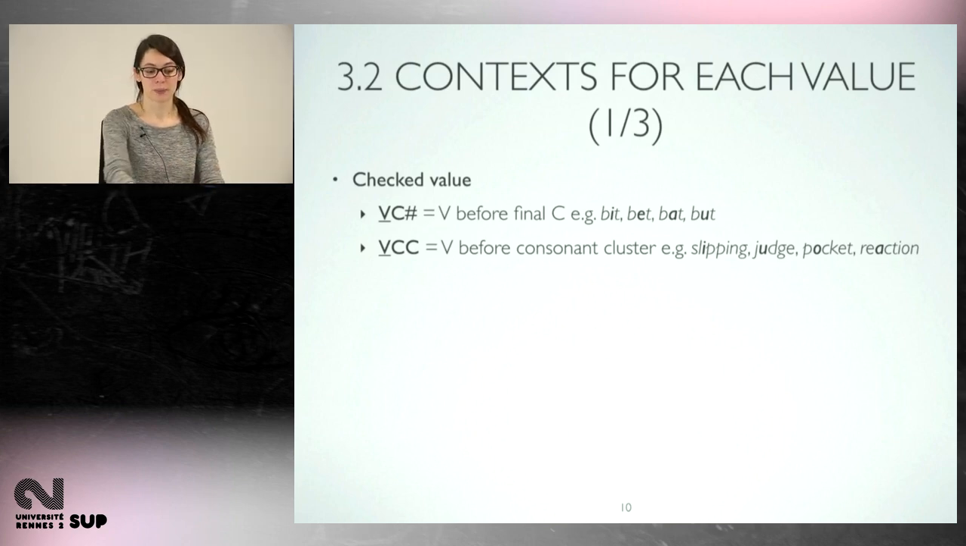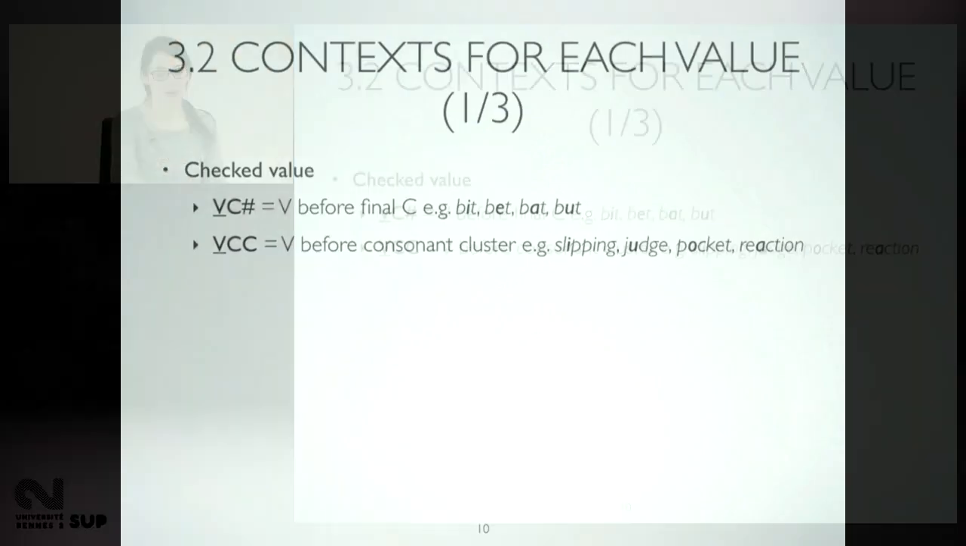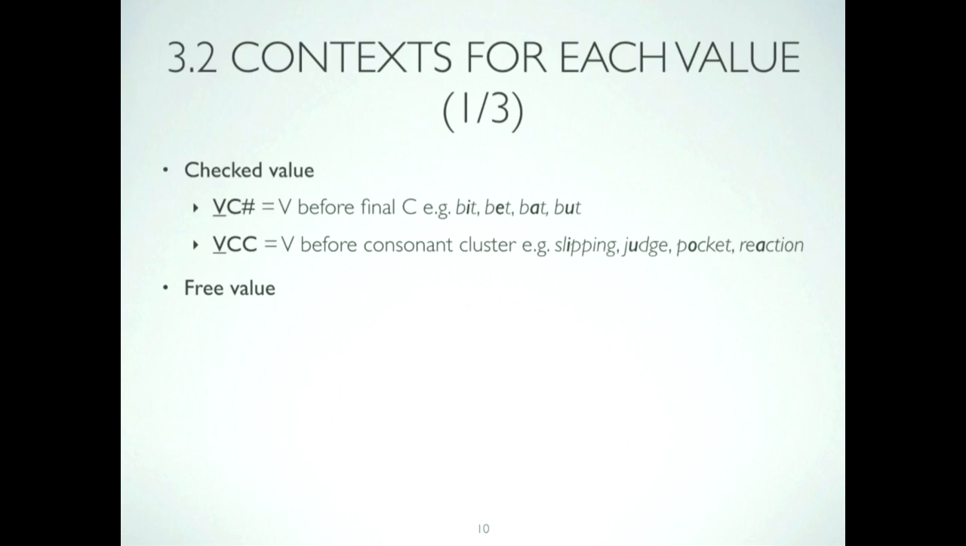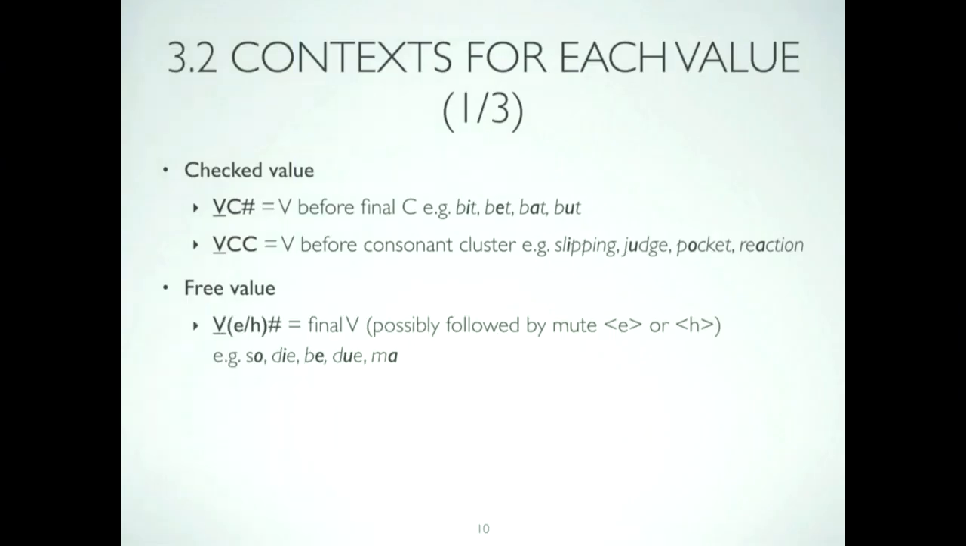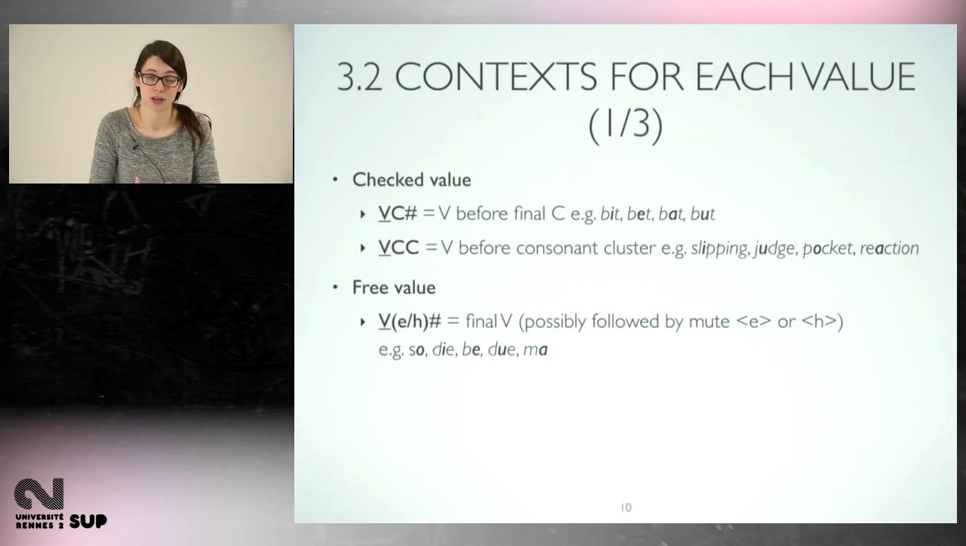Now, what about the free value? Well, you can predict that the vowel is going to be free in three main types of contexts. The first type of context is when the vowel is final, that is, when it's not followed by a consonant, but in these contexts, it may still be followed by a mute E or an H, a mute H, because an H at the end of a word is always mute, actually.